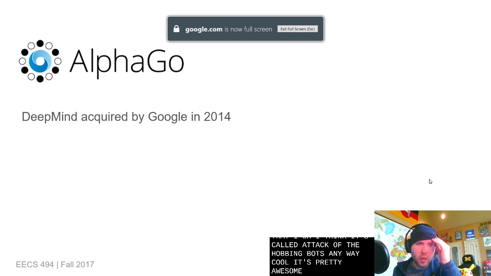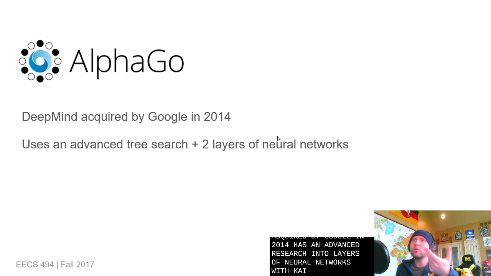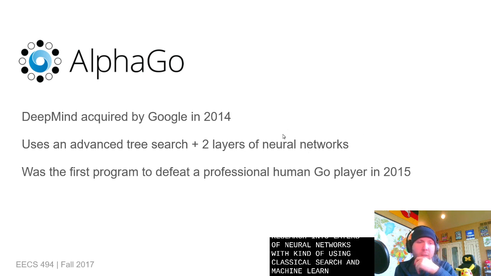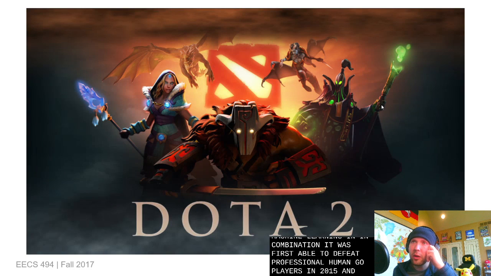Okay, AlphaGo. It was acquired by Google in 2014. It uses an advanced tree search and 2 layers of neural networks. So it's kind of using classical search and machine learning in combination. It was first able to defeat professional human Go players in 2015, and yeah, it was very impressive.